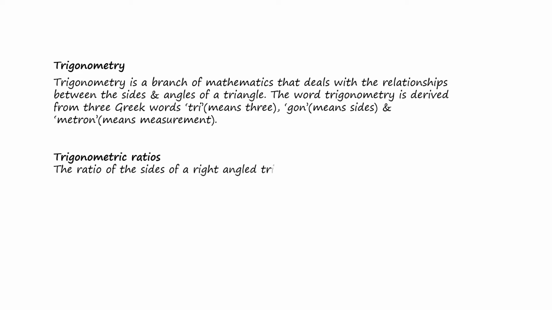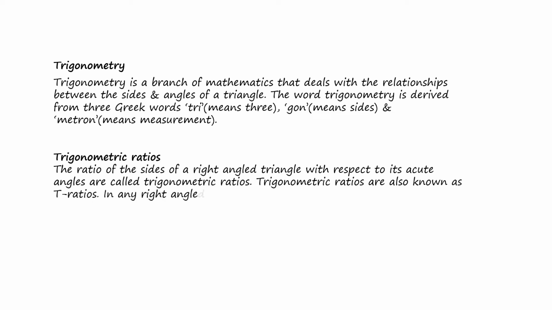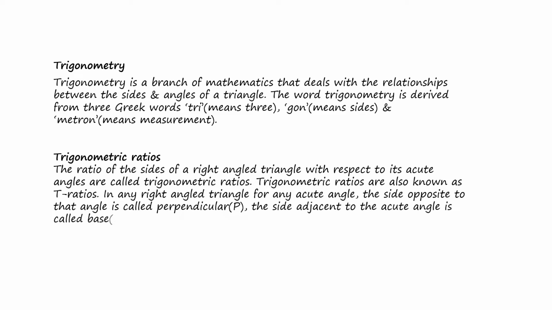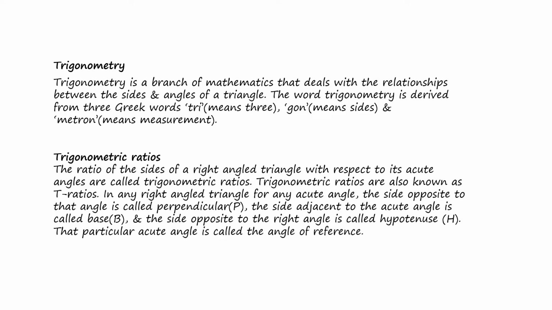What are trigonometric ratios? The ratios of the sides of a right-angled triangle with respect to its acute angles are called trigonometric ratios. The trigonometric ratios are also known as T ratios. In any right-angled triangle, for any acute angle, the side opposite to the angle is called perpendicular, denoted by P. The side adjacent to the acute angle is called base and denoted by B. And the side opposite to the right angle is called hypotenuse, denoted by capital H. That particular acute angle is called the angle of reference.